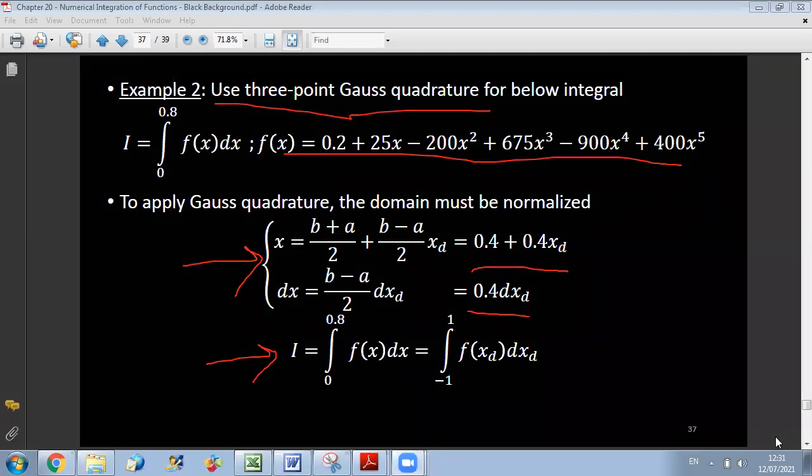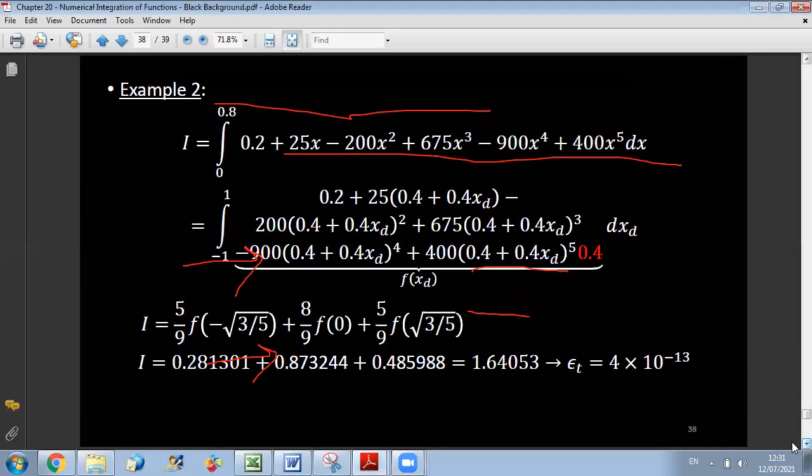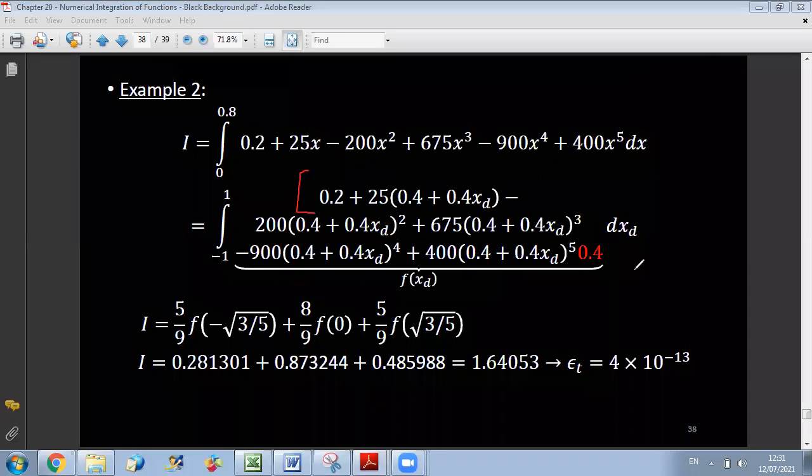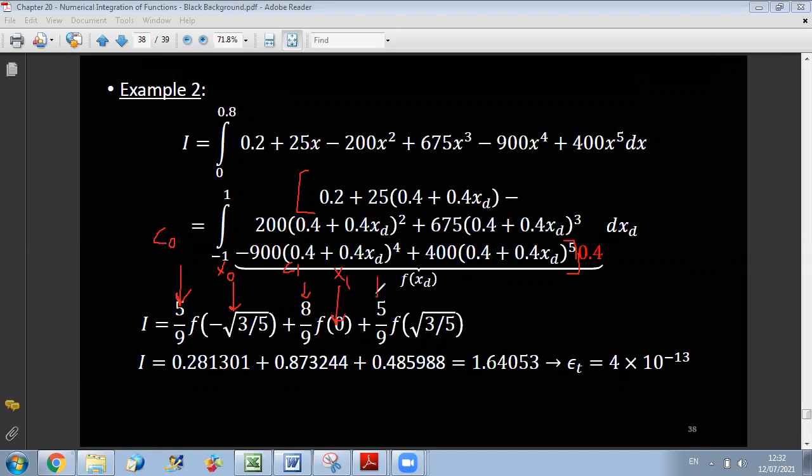So now when you replace here, all you have to do is compute after finding xd, and here also of course it's brackets, like Hassan said. We have brackets here, and we multiply all this term by 0.4. So now the integral is C0, 5/9, times f of x0. This is C1, this is x1, this is C2, and this is x2.